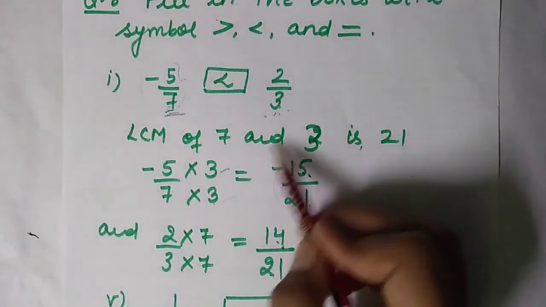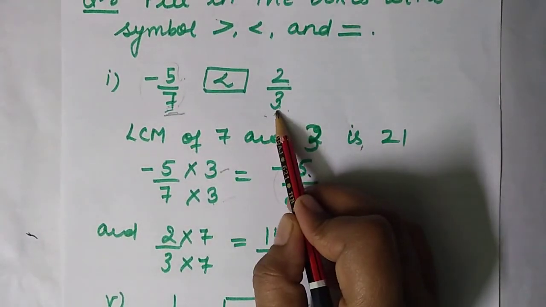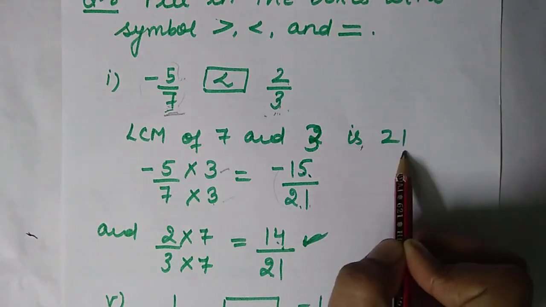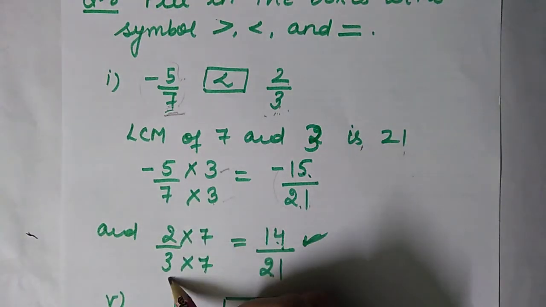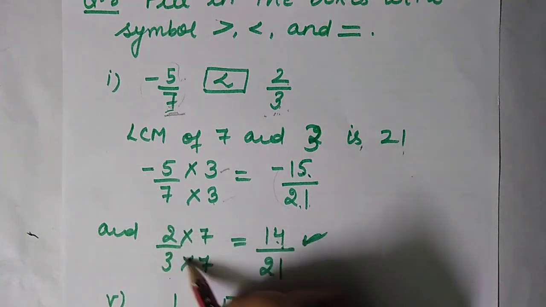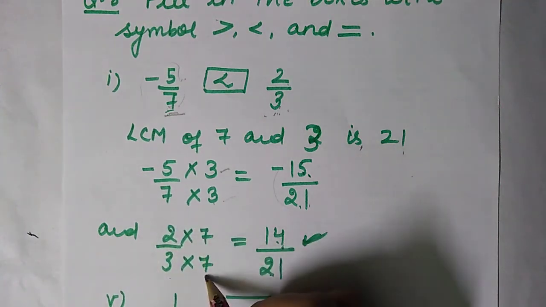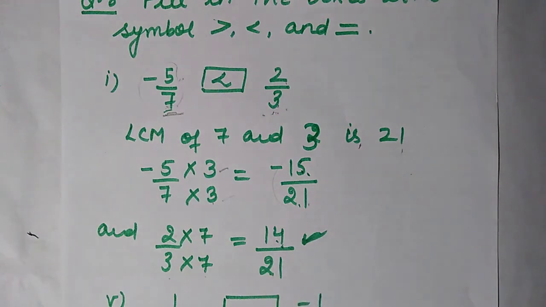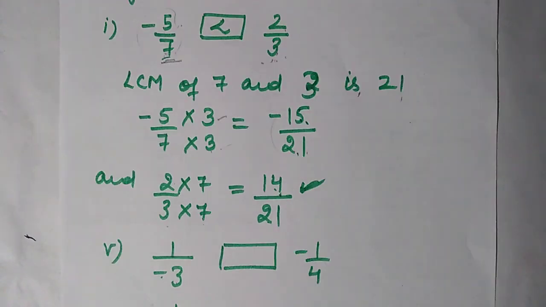Now the second fraction, 2 by 3. Again I have to make the denominator equal to 21. For that I have to multiply the rational number by 7 over 7, so that is 14 over 21.